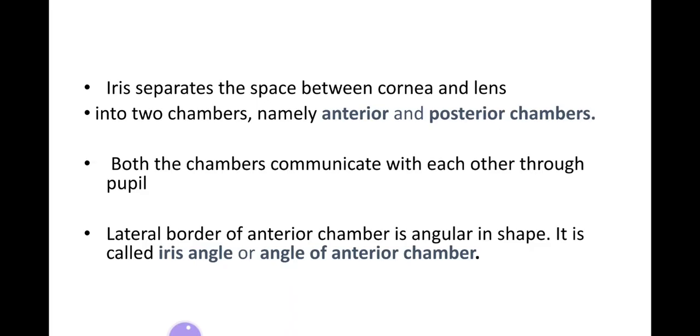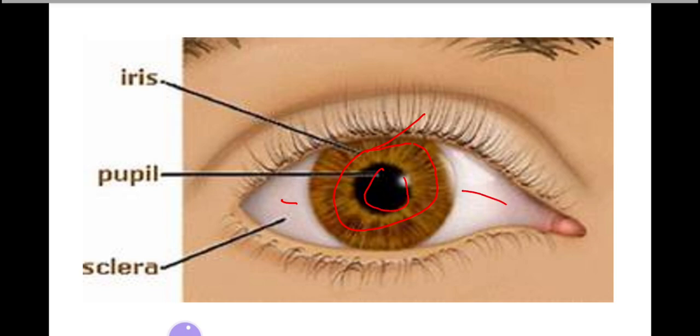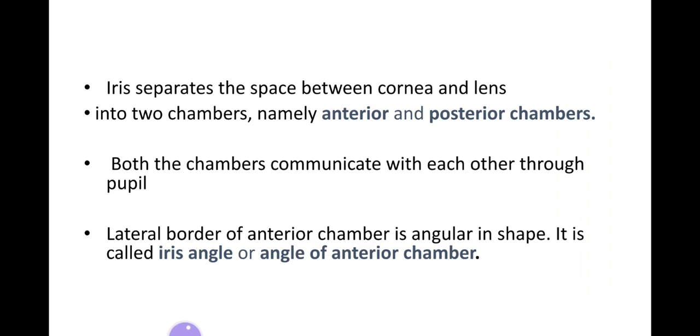Here is shown the iris. This brown part of the eye is the iris. This one is the pupil and the white one is the sclera. This is the front view of the eye. As I have already told you, it separates the space between the cornea and the lens into the anterior and the posterior chambers. Both chambers communicate with each other through the pupil.